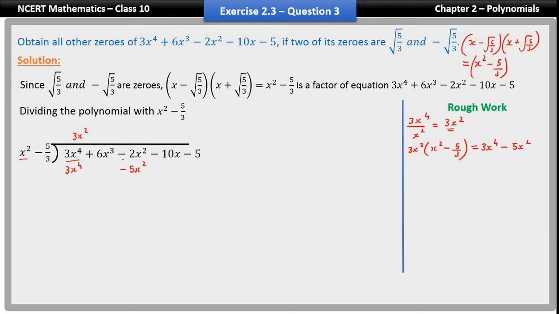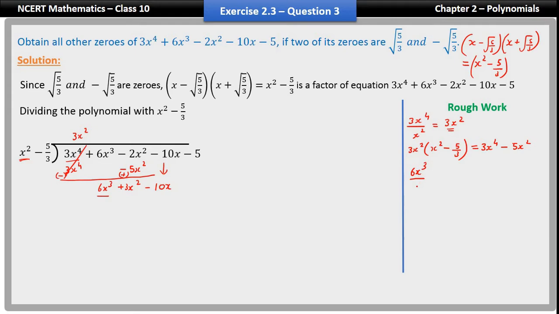Again, be careful to group the terms with the same power. Let's do the subtraction. Change of signs: plus becomes minus, minus becomes plus. 3x power 4 minus 3x power 4 gets cancelled. This is 6x cube. Minus 2x square plus 5x square is plus 3x square. Get this minus 10x down. Now we are left with another expression. Now let's continue with the division. The term with the highest power in this expression is 6x cube. The term with the highest power in the divisor is x square. Let's do the division.